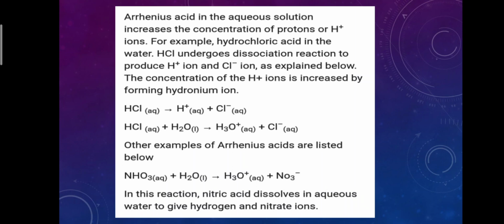Another example of Arrhenius acid is nitric acid, that is HNO3. When nitric acid dissolves in water, hydronium ion H3O positive is formed by the removal of NO3 minus. In this reaction, nitric acid dissolves in aqueous water to give hydrogen and nitrate ions.